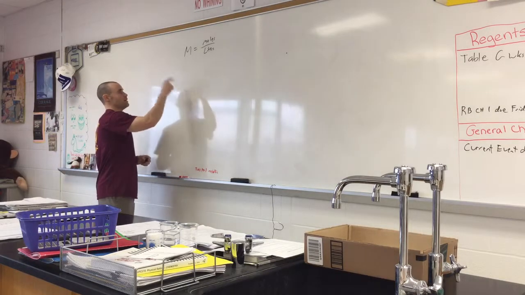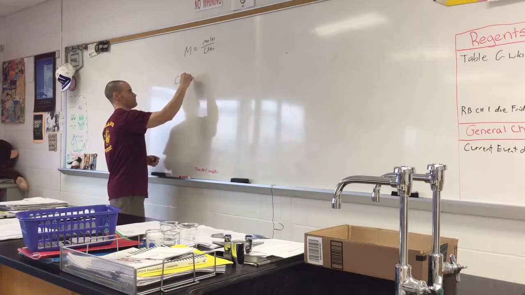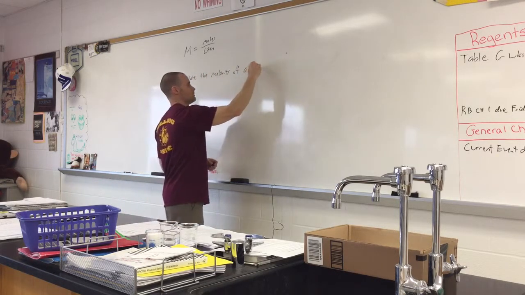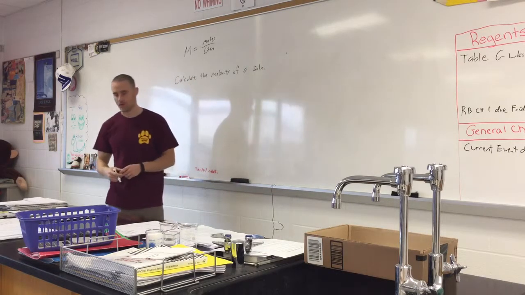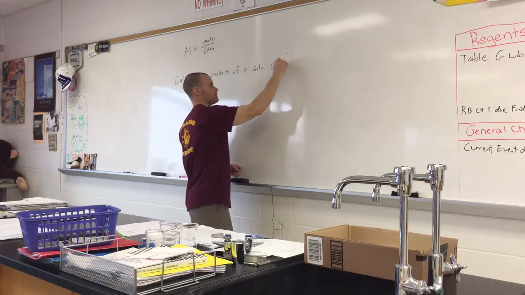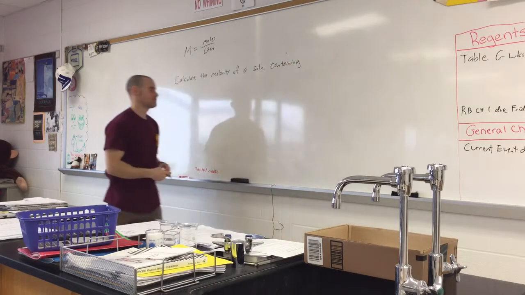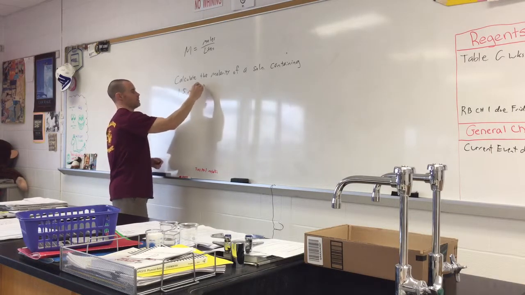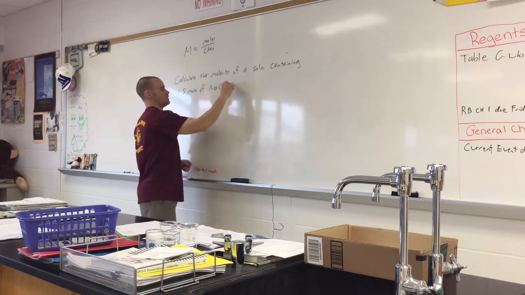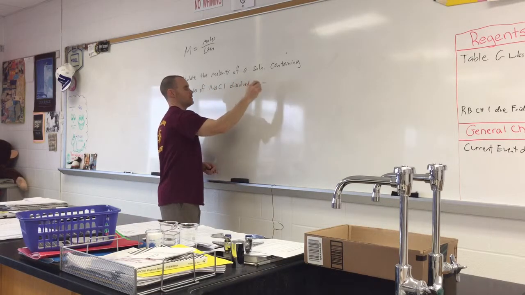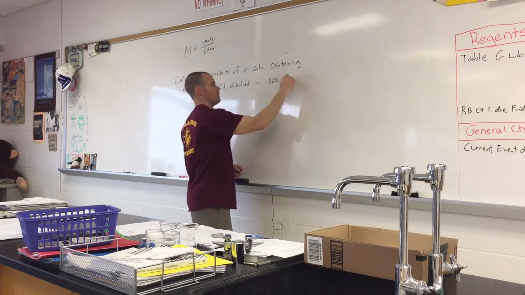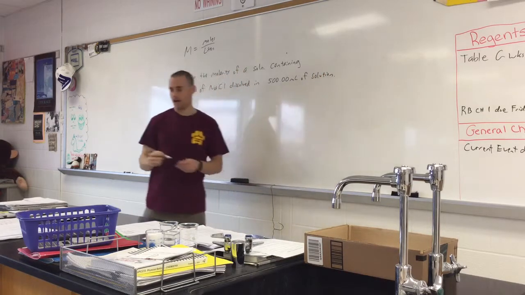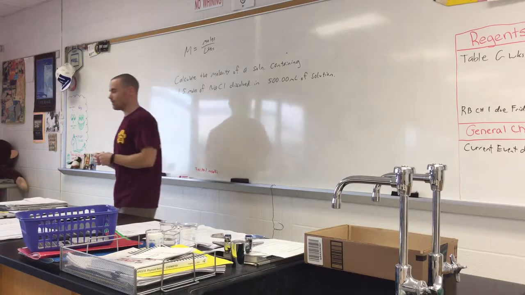Write this down and solve it. Calculate the molarity of a solution. SOLN is solution, by the way. A solution containing, I don't know, 1.5 moles of NaCl dissolved in 500.00 milliliters of solution. And yes, 500.00 needs to be written down because of my rules.